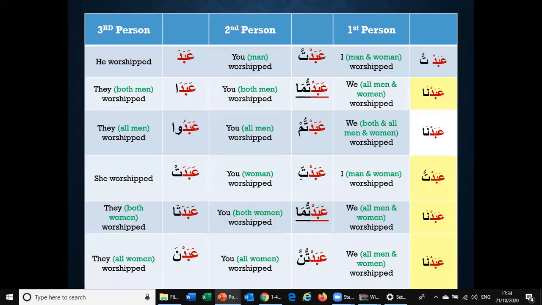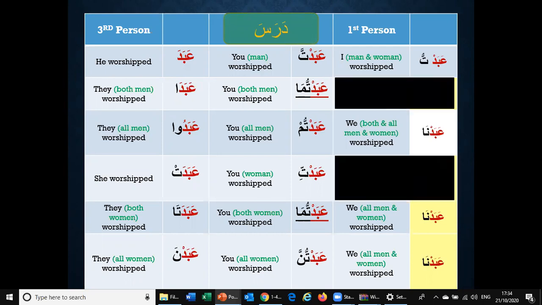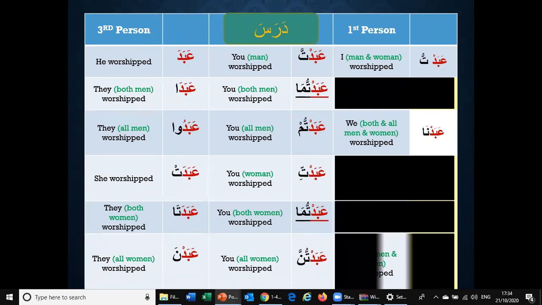And Madi, we have done this one as well. This is he worshipped. They too worshipped. Same form, same order, 14 of those. So we did abada, abada, abadu, abadat, abadata, abadna, abatta, abattuma, abattum, abatti, abattuma, abattunna, abattu, abadna. 14. Likewise with darasa, you could do the same. Darasa, darasa, darasu, darasat, darasata, darasna, darasta, darastuma, darastum, darasti, darastuma, darastunna, darastu, darasna. You memorize one, you can put any form there, change it with that, and it becomes easy on your tongue.